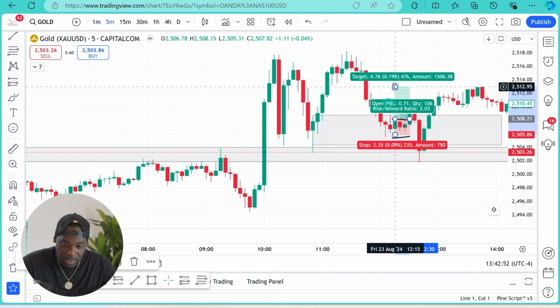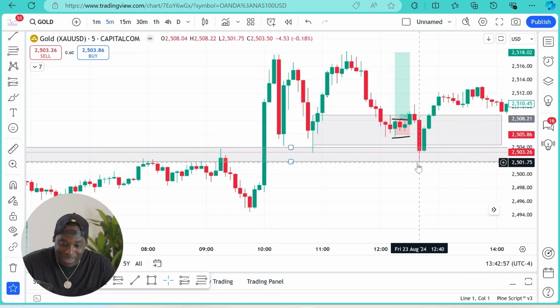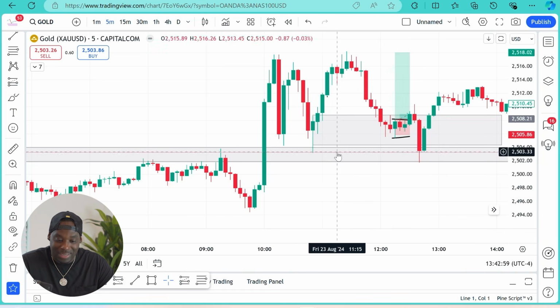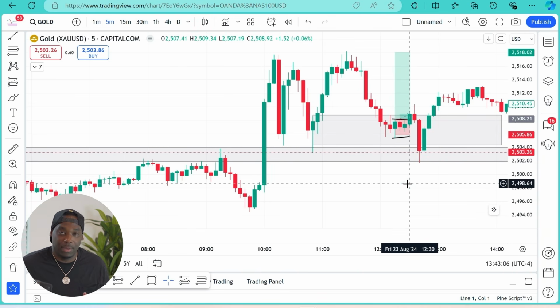So let's say you went long right here, guys, and it stopped you out. Guess what? Notice how it stopped you out, but it didn't go that far. We're still at these swing lows right here, guys. The market didn't go that far. So a lot of people on the internet will tell you that if the market breaks a supply zone or a demand zone, that demand zone is not valid anymore.